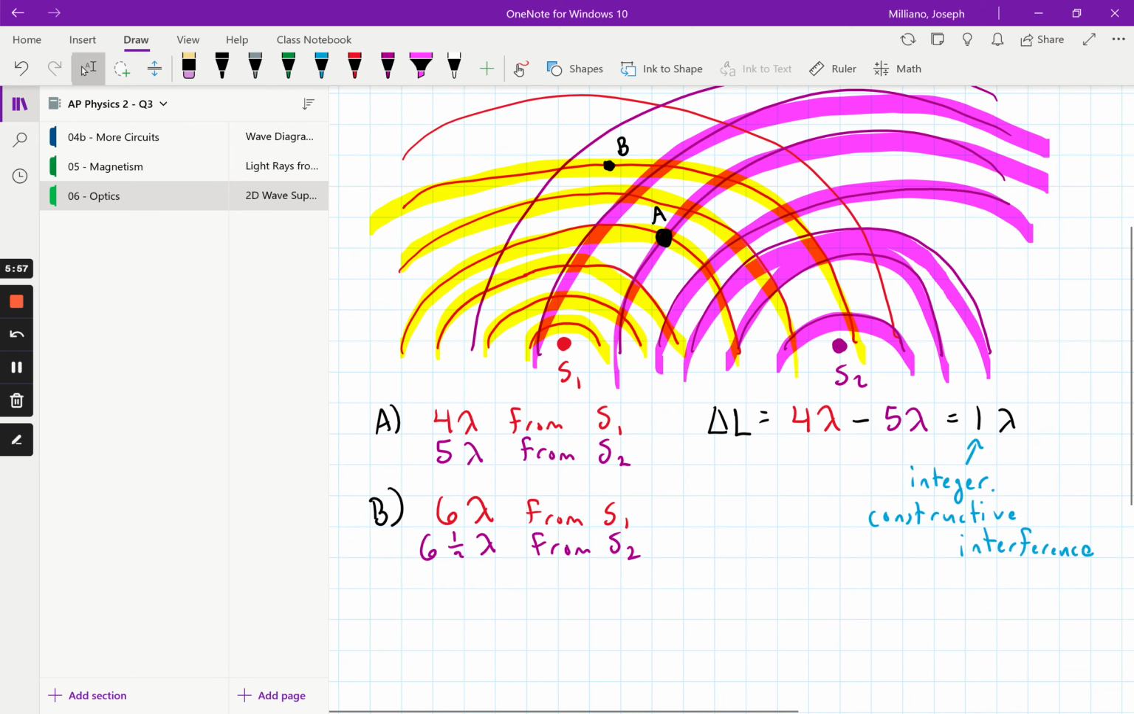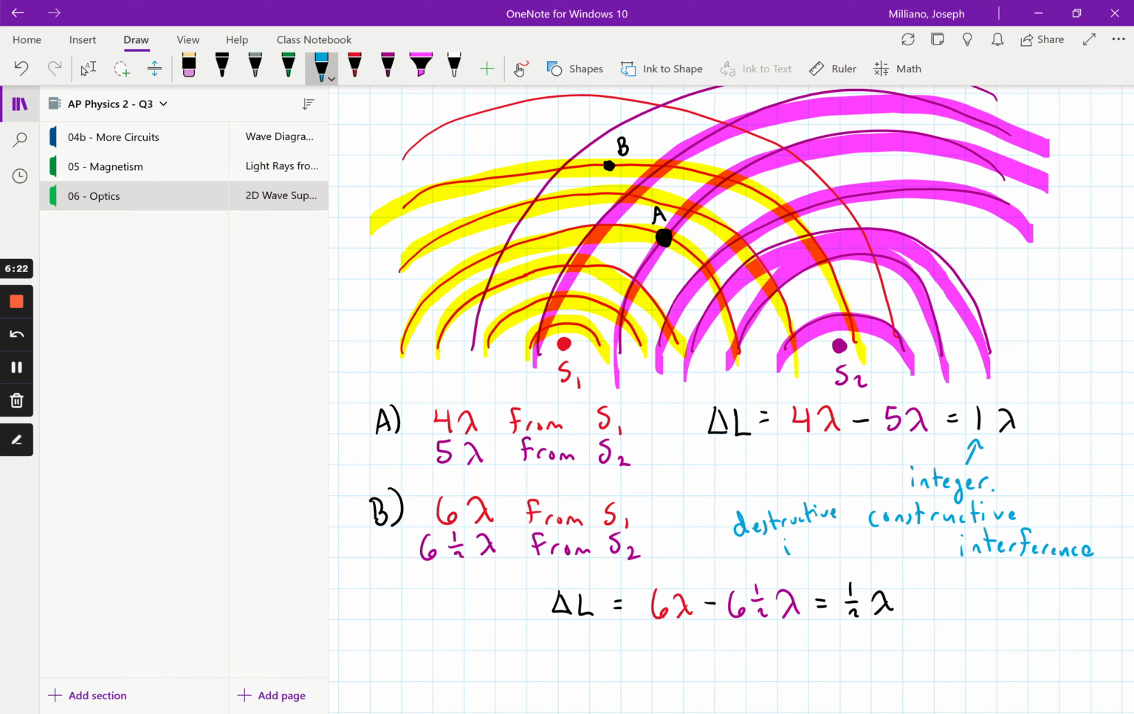What does that mean about our path difference? That means the path difference for B is 6 wavelengths from S1 minus 6.5 from source 2, or 1/2 wavelength overall, which means that at point B, that will be a point of destructive interference. If this were our water wave, we would actually see no amplitude of wave at that point. It would be perfectly still there. For a light wave, that means we would have darkness.